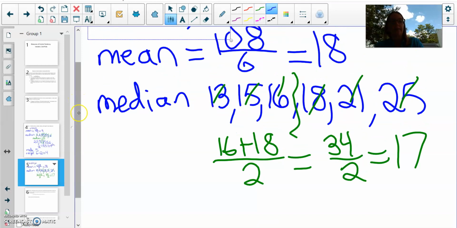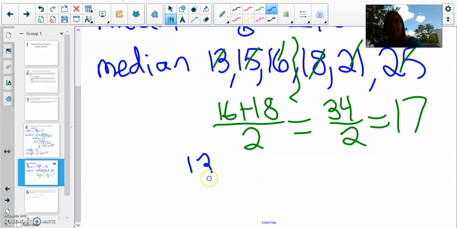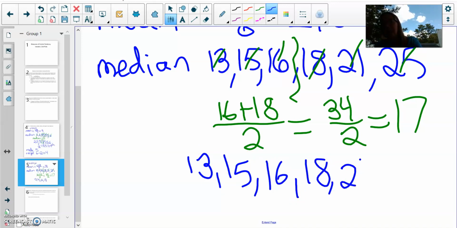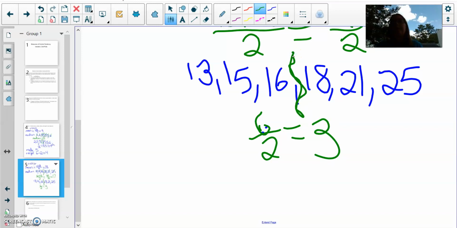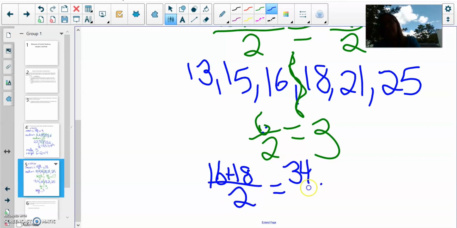Another method to find it, like we talked about before, I have my data in order: 13, 15, 16, 18, 21, and 25. In this case, I have 6 data values. So I divide 6 in half, and I get 3. So there's 3 data values below the median, 3 data values above it. So again, I'm getting the same answers between 16 and 18, so I add them together and divide by 2. So I get 34 divided by 2, so my median is 17.